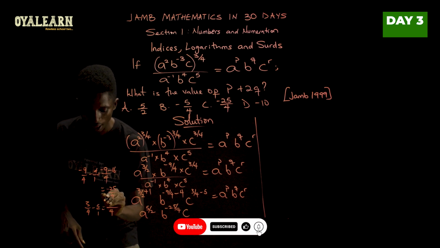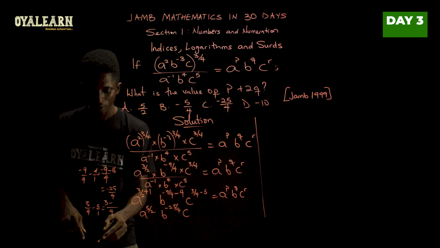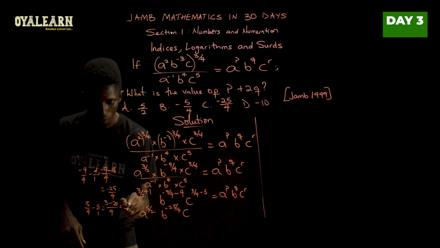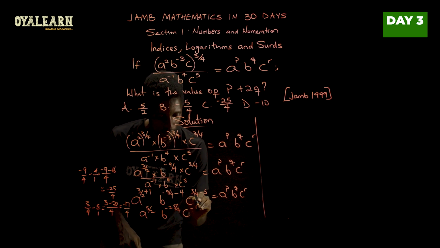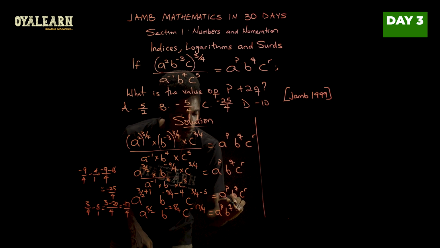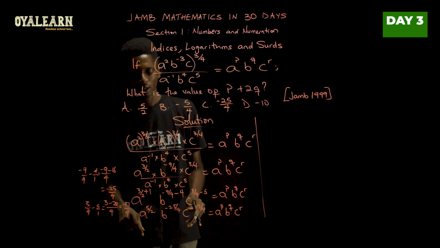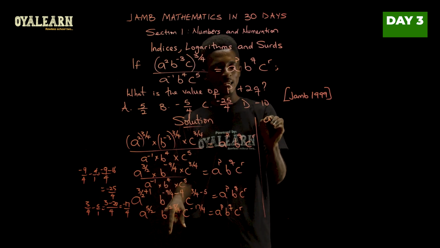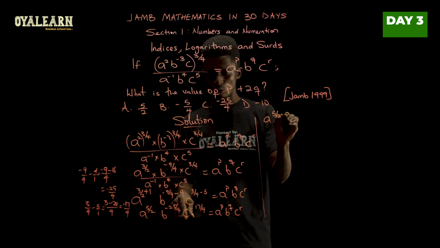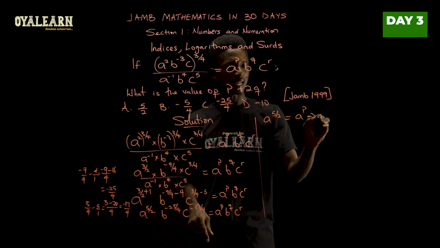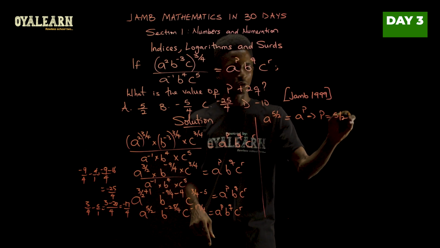LCM is 4, so we'll have 3 minus 20 here. This will give us minus 17 over 4. And all of this is A power of P multiplied by B power of Q multiplied by C power of R. Now we can equate the powers, right? So since A with the power of 5 over 2 can be the same thing as A power of P, what this implies is that P equals 5 over 2.